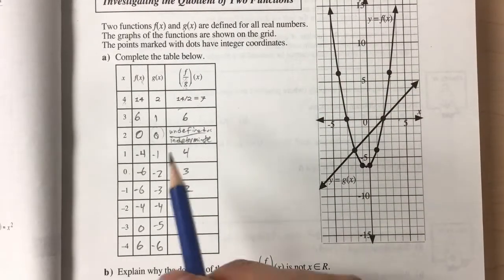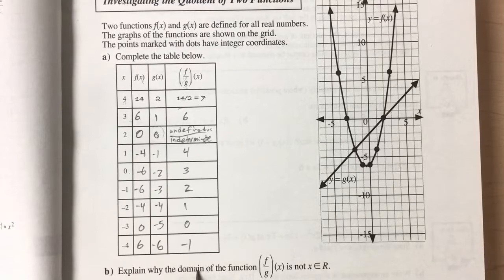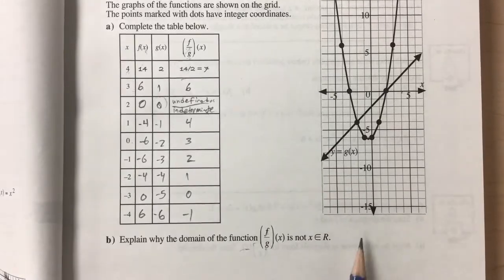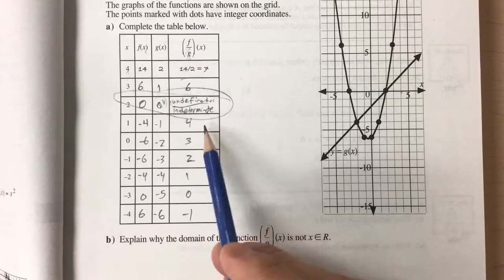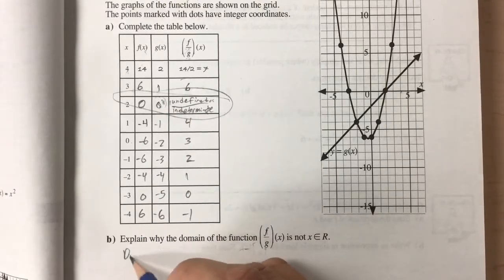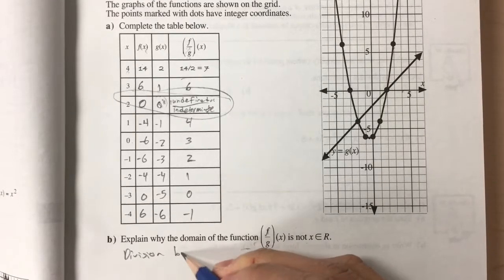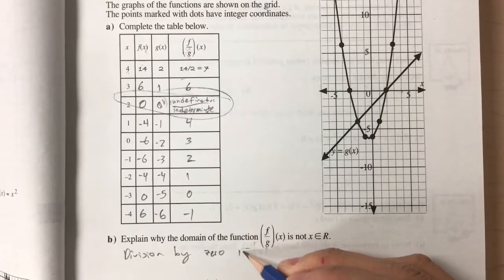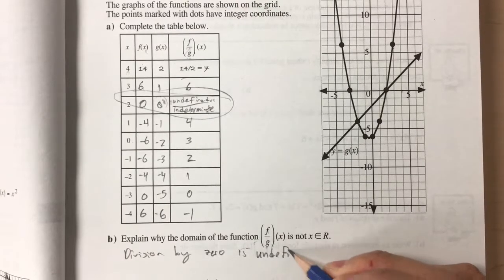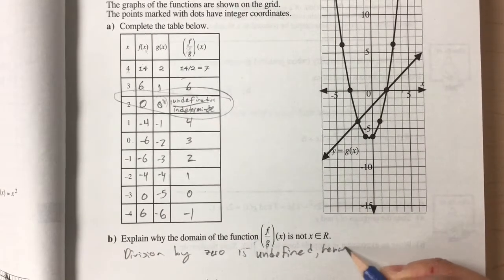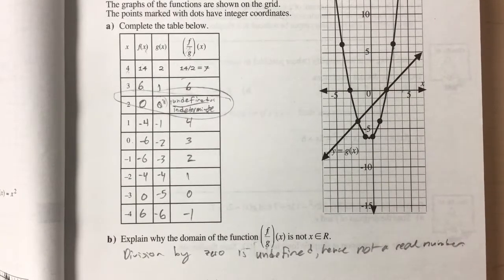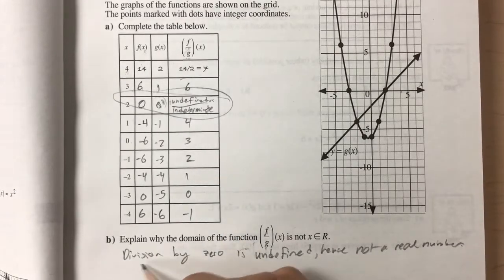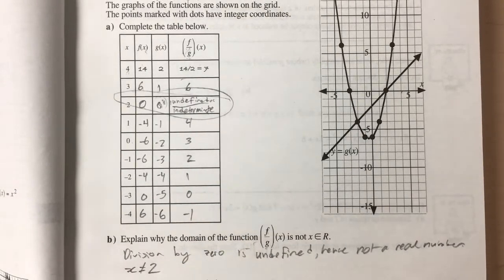Now, before I graph the new function, we want to explain why the domain of the function f divided by g of x is not an element of real numbers. The reason why is because of this point here. Division by 0 is undefined, so, hence, not a real number. And that is when x is equal to 2. So, that means that x can't equal 2.